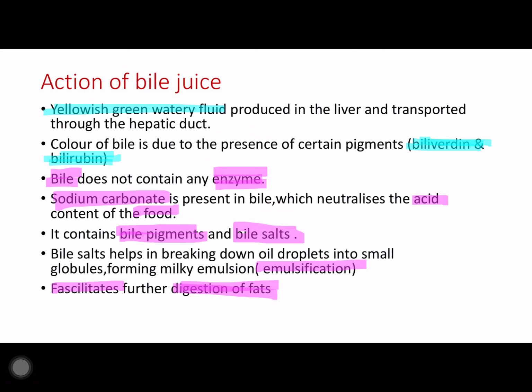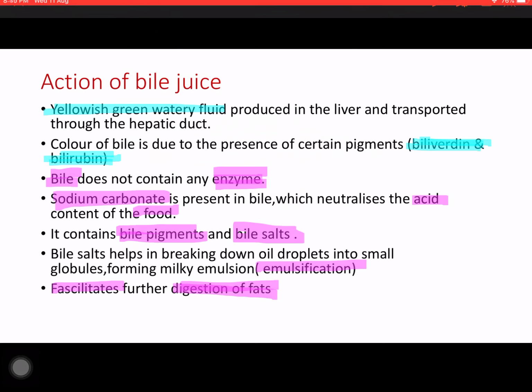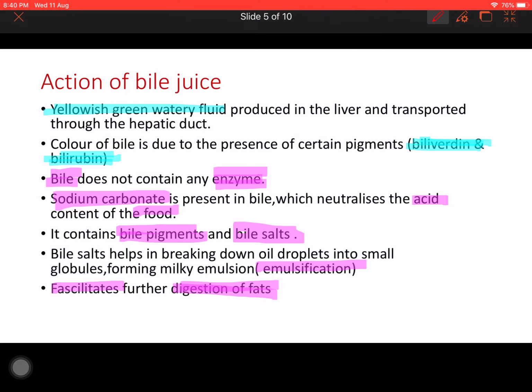Now let us see the action of bile. What is bile? Bile is actually a yellowish green colored watery fluid, which I have already highlighted with blue color. It is produced in the liver and transported through the hepatic duct. And why is the color of bile such? The color of bile is due to the presence of two pigments, bilirubin and biliverdin. And how are they formed? They are due to the breakdown of certain dead and worn out red blood cells. Here first mention should be made that bile does not contain any enzyme.